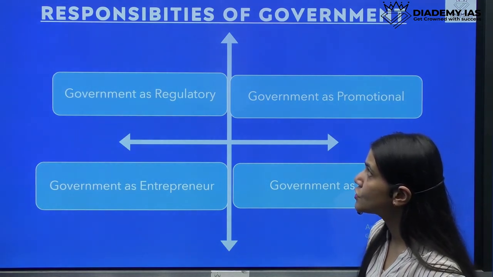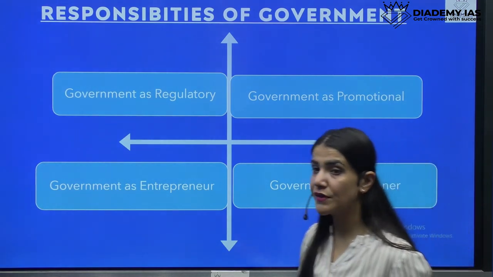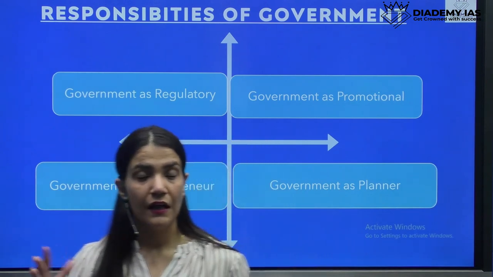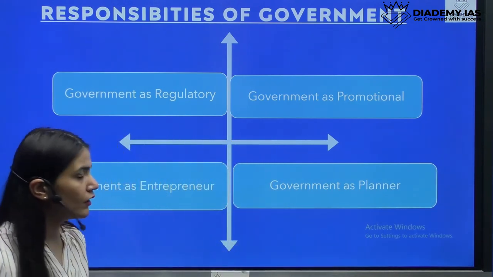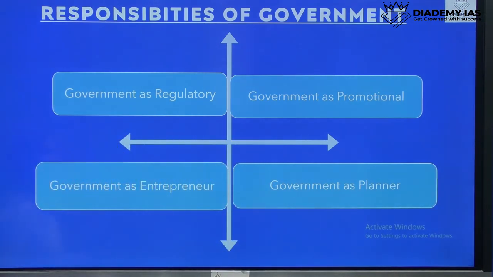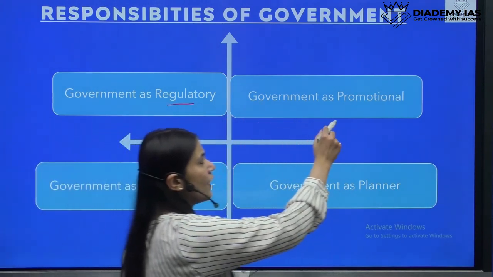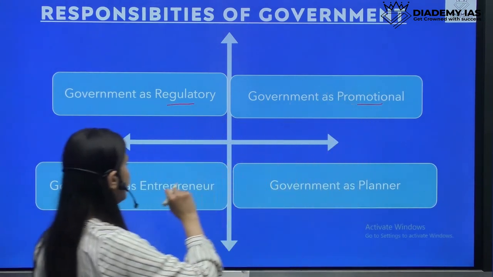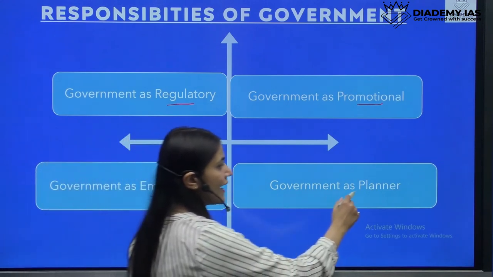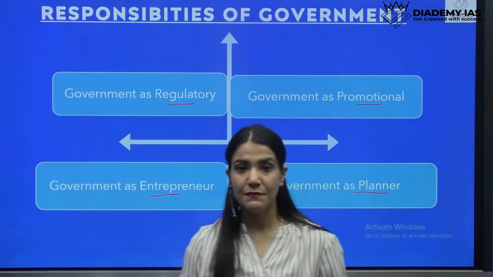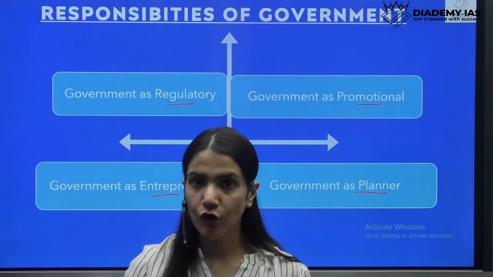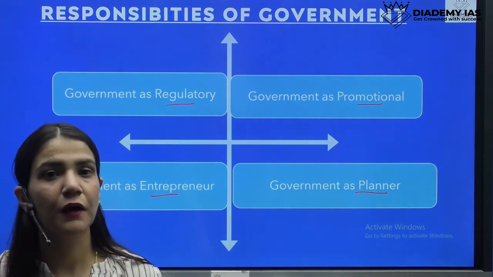Now I come to the responsibilities of government. As you can see here, I've included the most popular four roles that the government plays. First is that of a regulator, then promotional, then as an entrepreneur, and then as a planner. So always remember, these are the four major key roles that government plays.